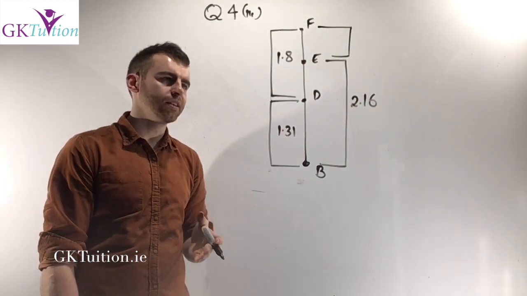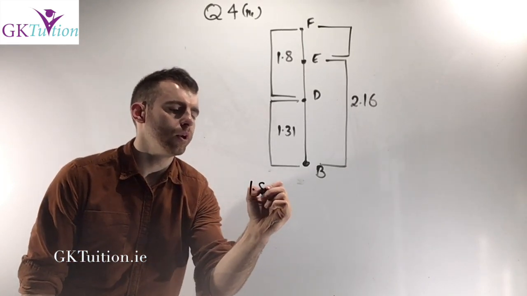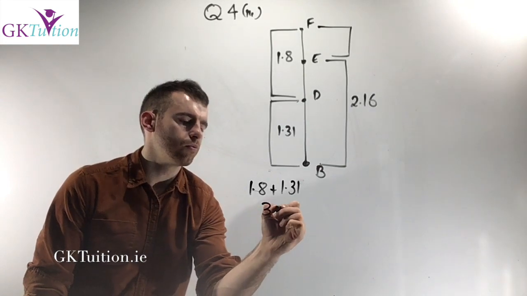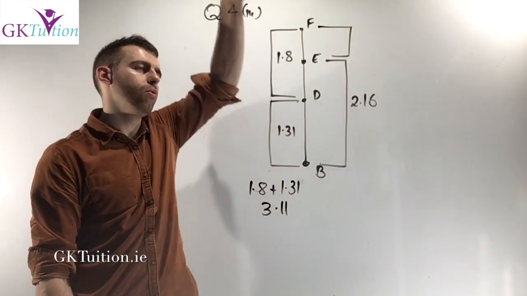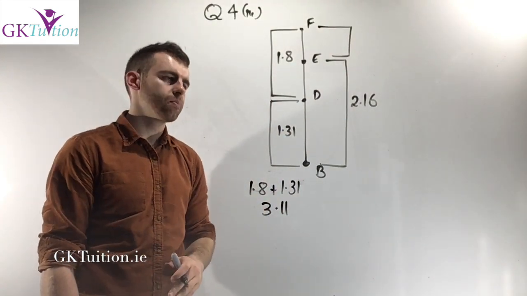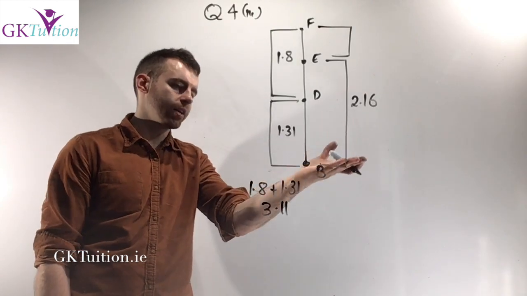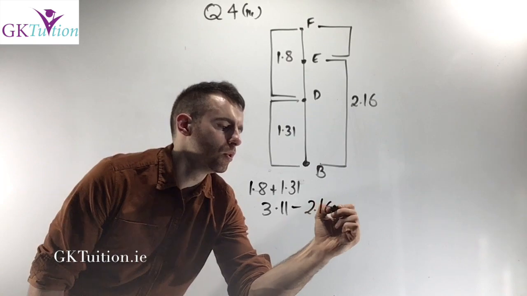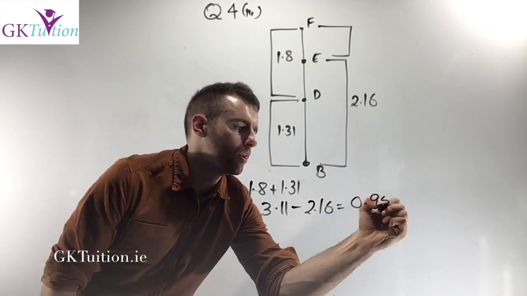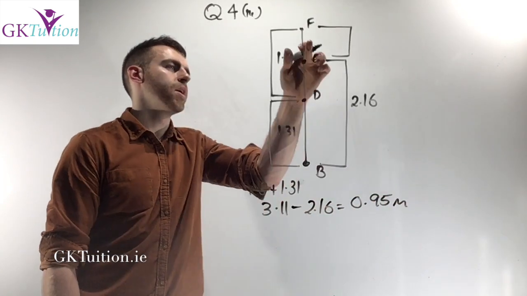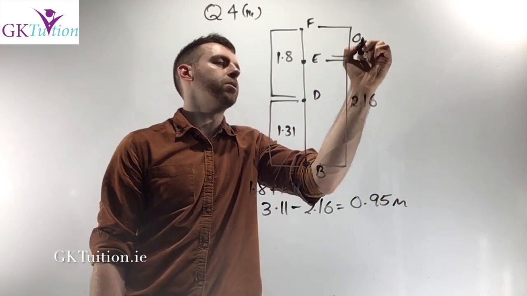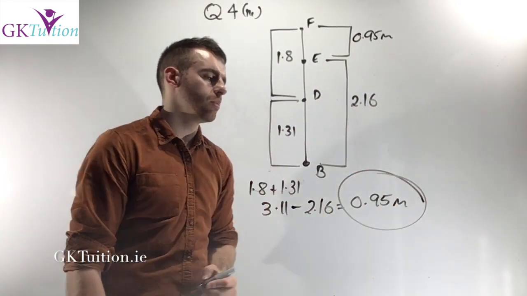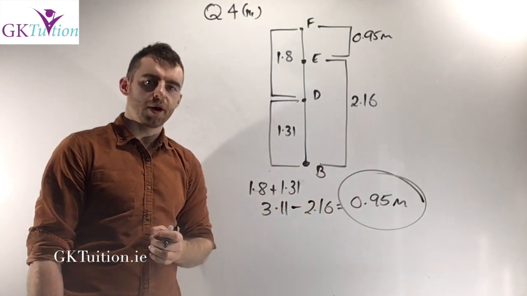In order to find that distance, it's just going to be 1.8 plus 1.31. That adds up to 3.11. The whole thing is 3.11 meters. And all I need to do is subtract the distance BE. 3.11 minus 2.16 gives me 0.95 meters. This distance here must be 0.95 meters. It asked you to leave your answer to 2 decimal places, so that was your final answer for part 3.